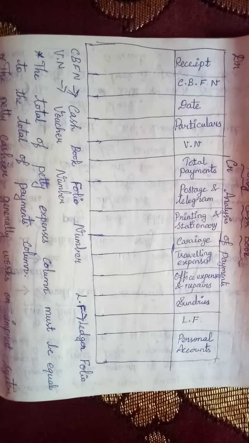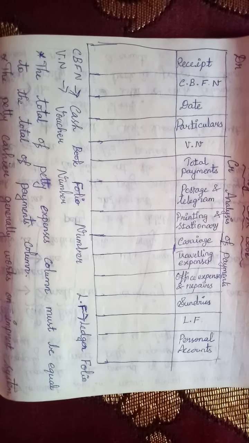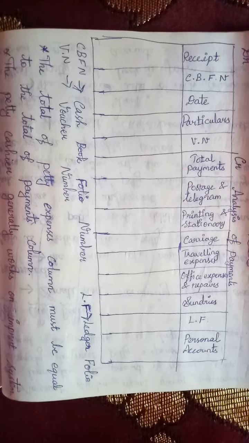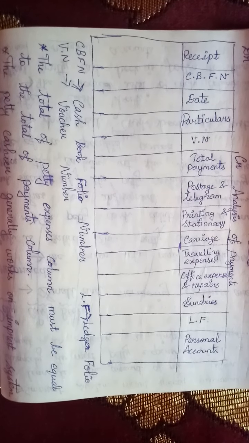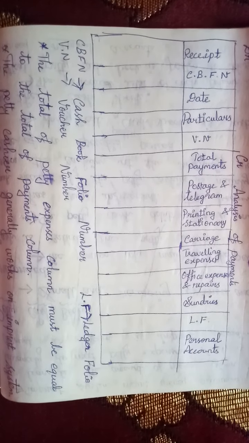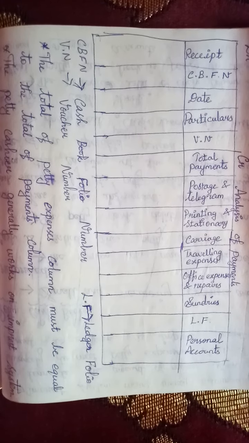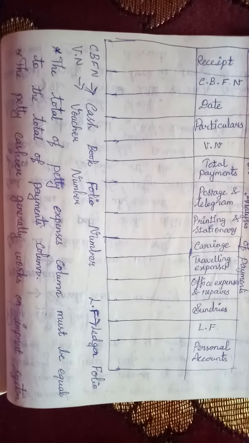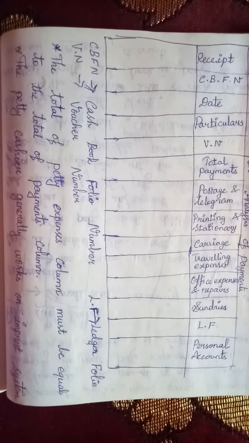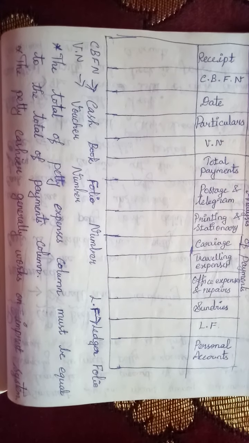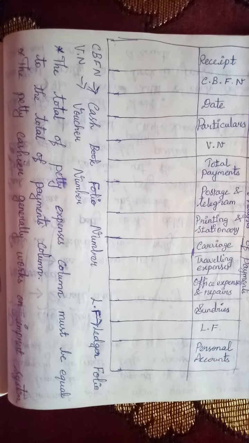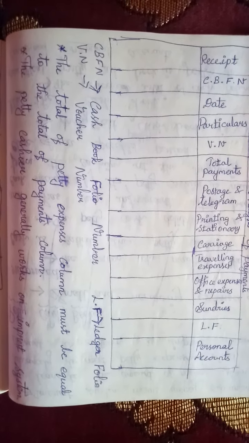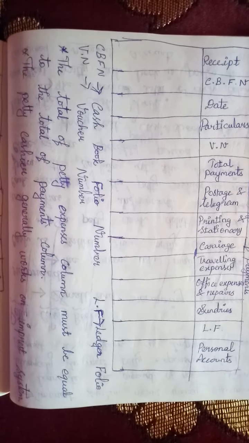Debit side has receipt, CBFN, date, particulars, VN, total payments, postage and telegram, printing and stationery, carriage, travelling expenses, office expenses and receipts, sundries, LF and personal accounts. CBFN means cash book folio number, LF ledger folio, VN voucher number. The total of petty cash expenses column must be equal to the total of payments column.